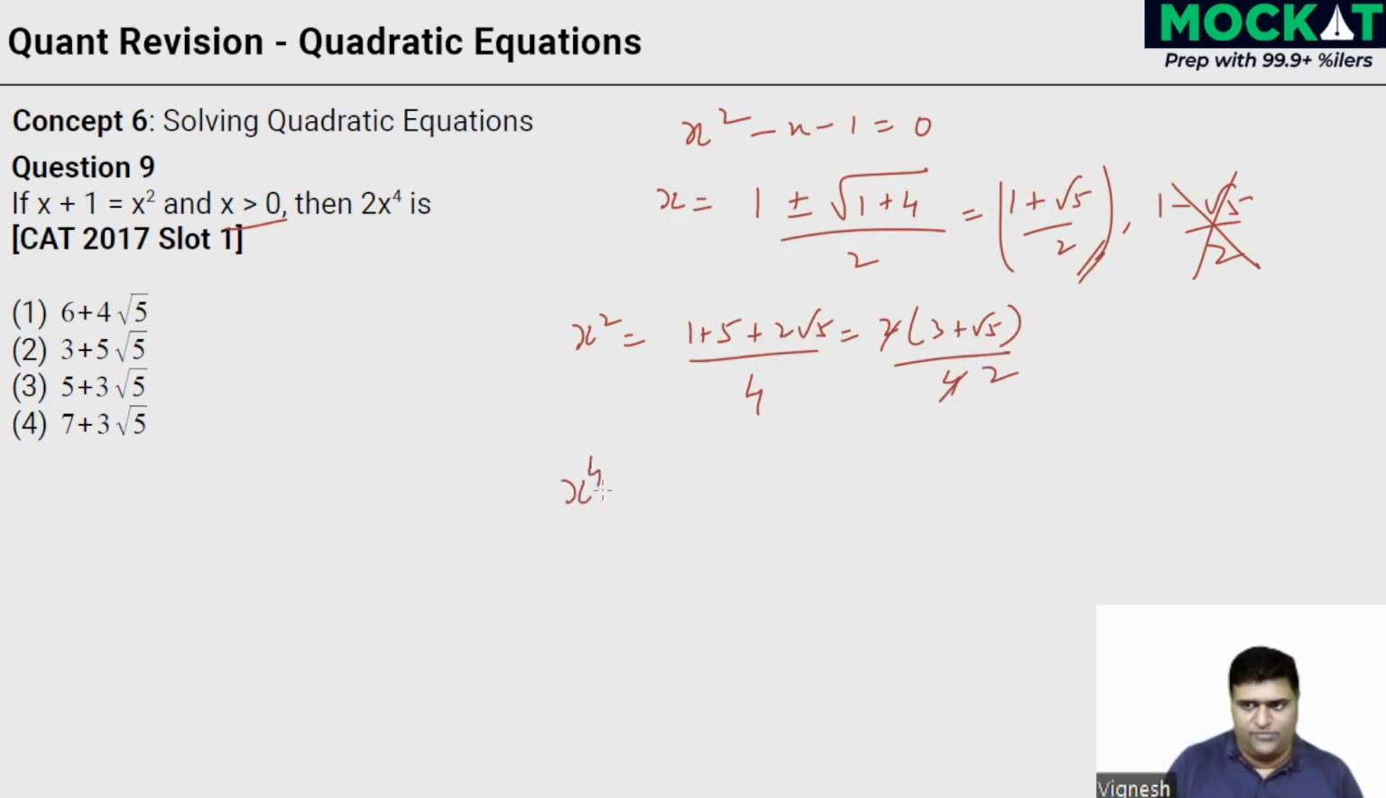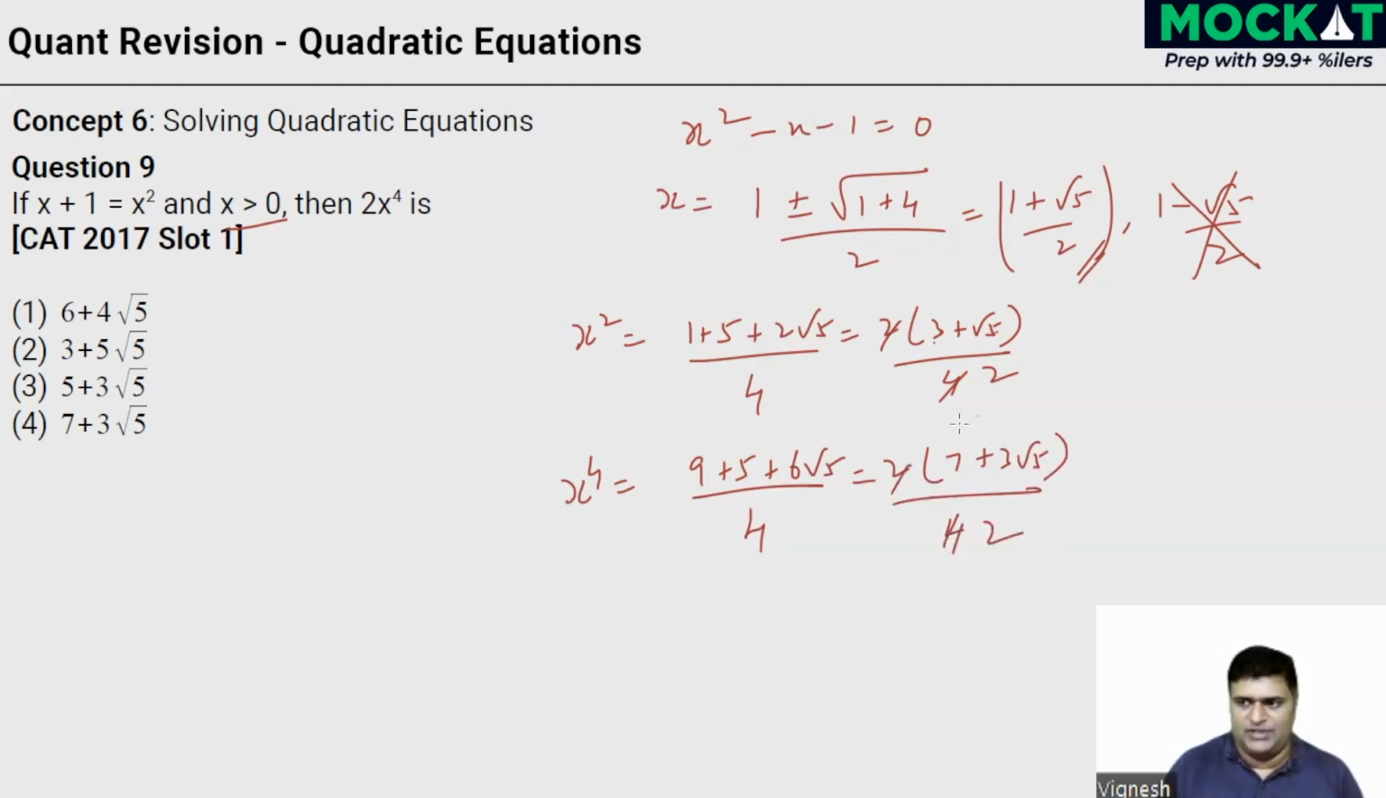What is x power 4 going to be over here? This entire thing whole square. So I get it divided by 4. A square plus b square. 9 plus 5 plus 2 into 3 into root 5. 6 root 5. Now 14 plus 6 root 5, I take a 2 common. I get a 7 plus 3 root 5. Divide by 4. And we get 2 here.